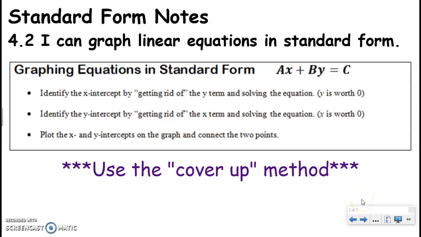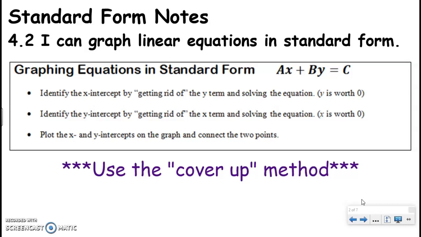Good morning. We're going to continue learning different methods to graph linear equations. And the next one is graphing when they are in standard form. Last semester we worked a lot on changing these to slope-intercept form, which is actually always an option. But there's a faster way, and I like to call it the cover-up method.